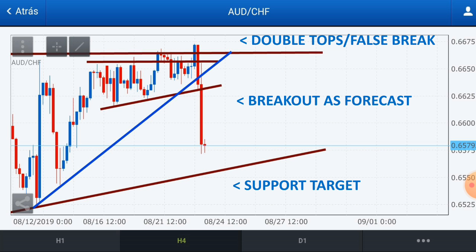And the one that actually took place on the 4-hour chart here was that of a double top formation. So the double top formation providing us with a false consolidation breakout reversal signal, leading to the breakout, which should take us down towards the support boundary.